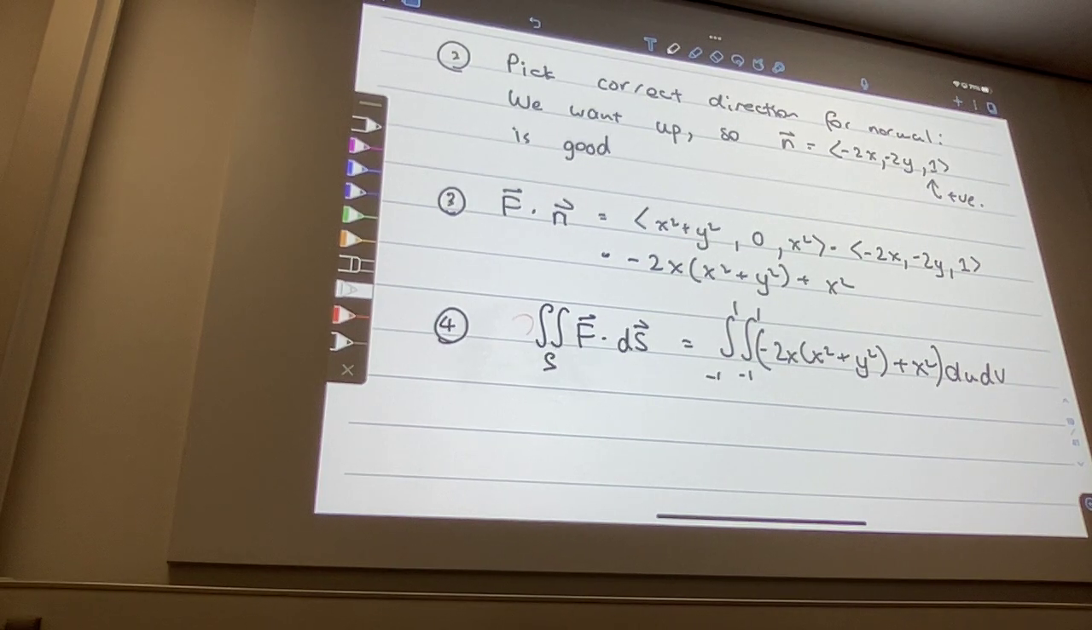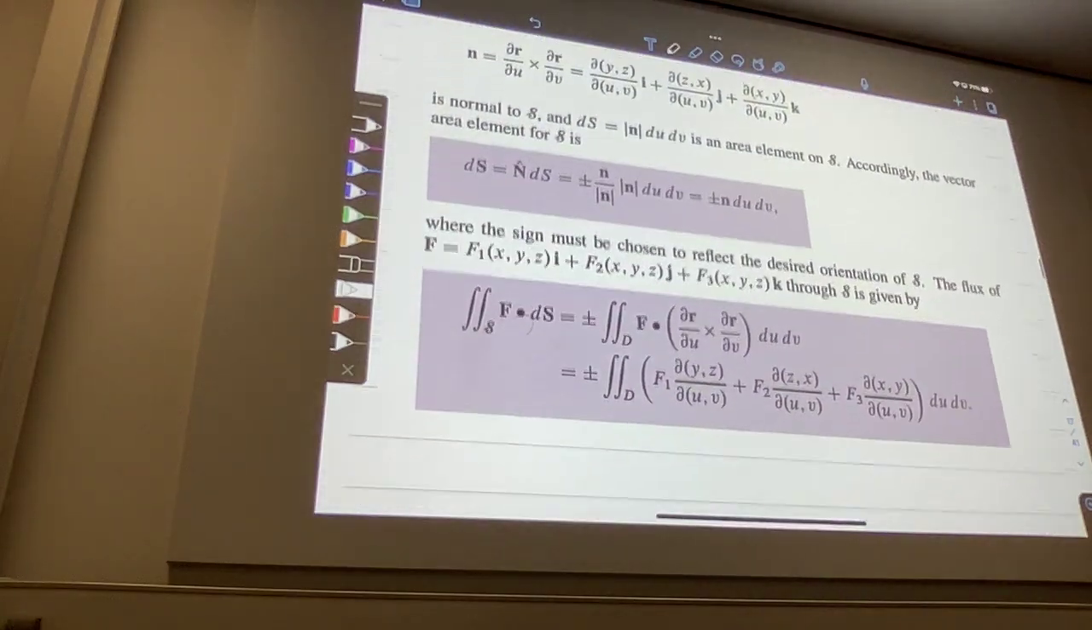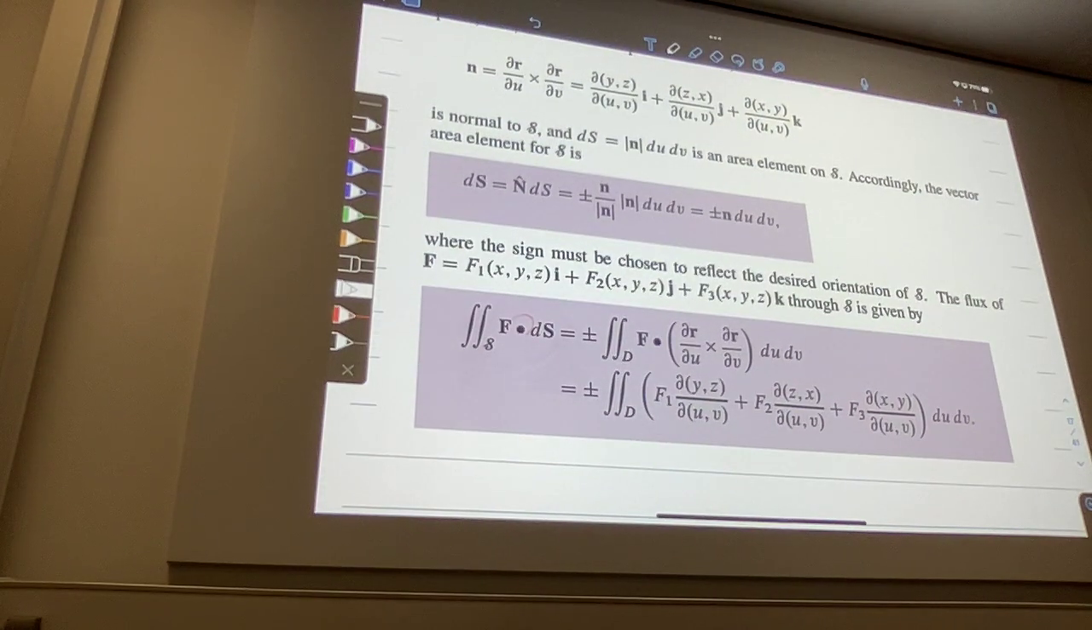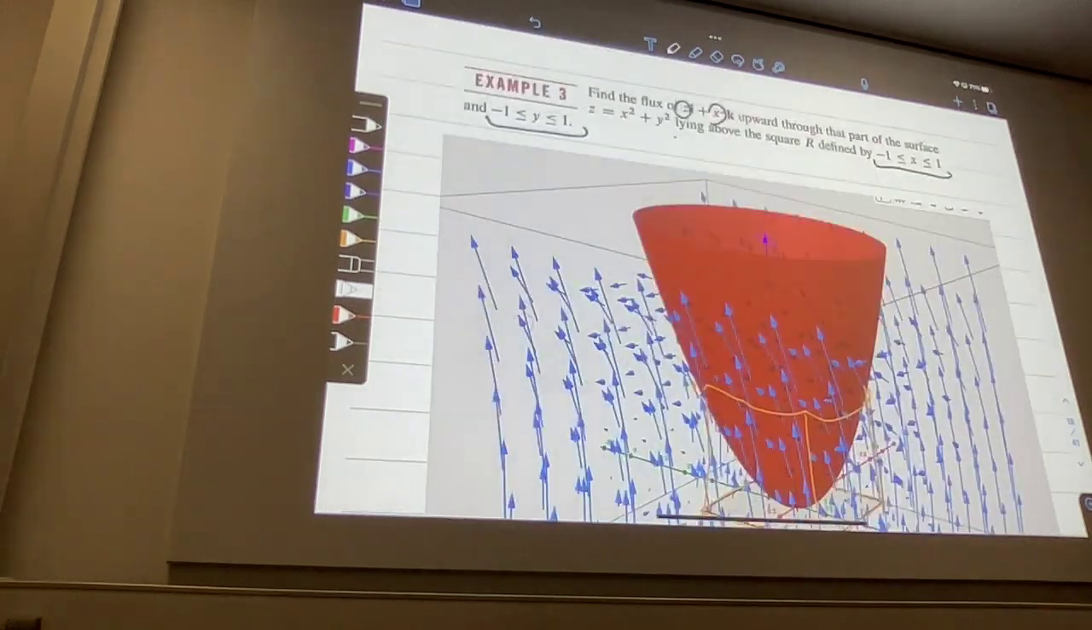In the formula it says plus minus. Is that taken into consideration by the normal already? So that is a plus. Okay, so you need to read the full sentence here, where the sign is chosen to reflect the desired orientation. So you find a normal, and then your dS is that normal, and then you have to pick this. We picked that when we said, actually, the one we found is fine.